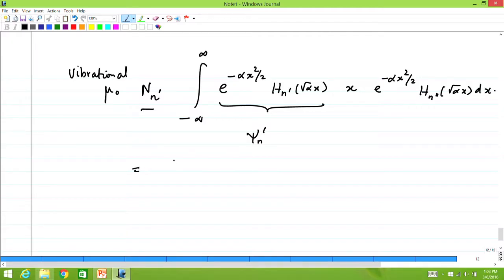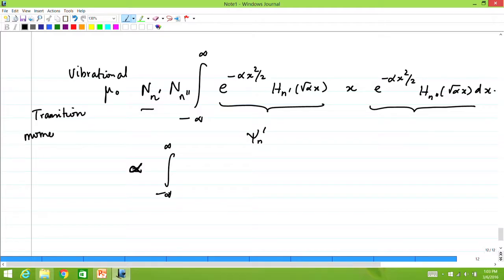So it turns out to be from minus infinity to plus infinity proportional to, let me drop the constants out, that is also an N n double prime for the wave function associated with this state. That is a normalization constant for that state. So this is the integral that needs to be calculated. It is called the transition moment integral.